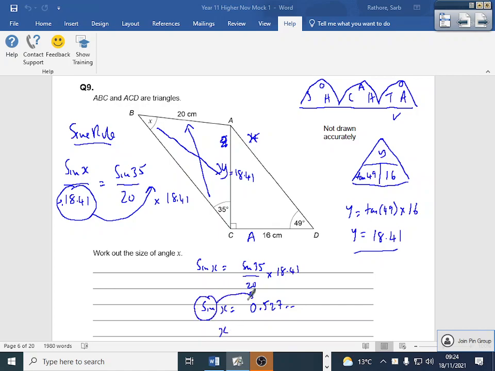The way we take this to the other side, we press the shift function, which makes that go to sine inverse. So shift sine, which gives me the sine inverse of 0.527, shift sine answer equals 31 point something. Now it gives me 31.86 and so on, and I'm going to approximate that to 31.9 degrees to 3 significant figures.